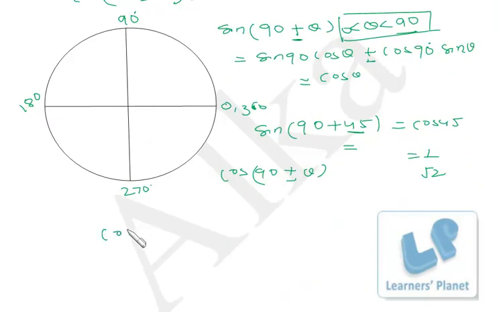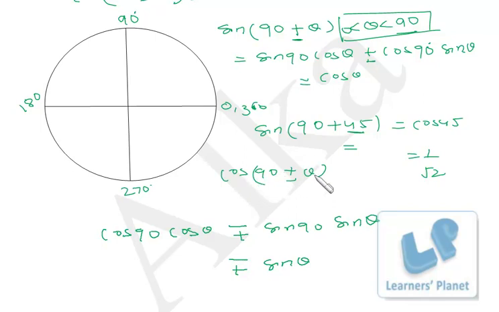That is cos A cos B minus plus sin A sin B, right? So I just write cos 90 cos theta minus plus sin 90 sin theta. Cos 90 is 0, so we will be getting minus plus sin theta. That means cos 90 plus theta is minus sin theta and cos 90 minus theta is plus sin theta.